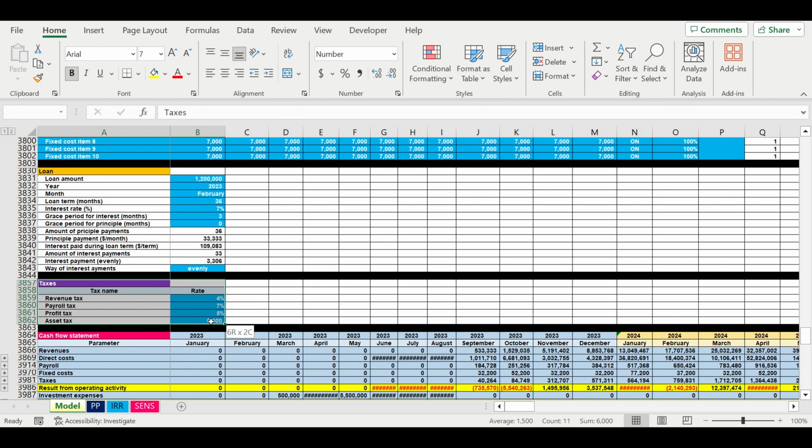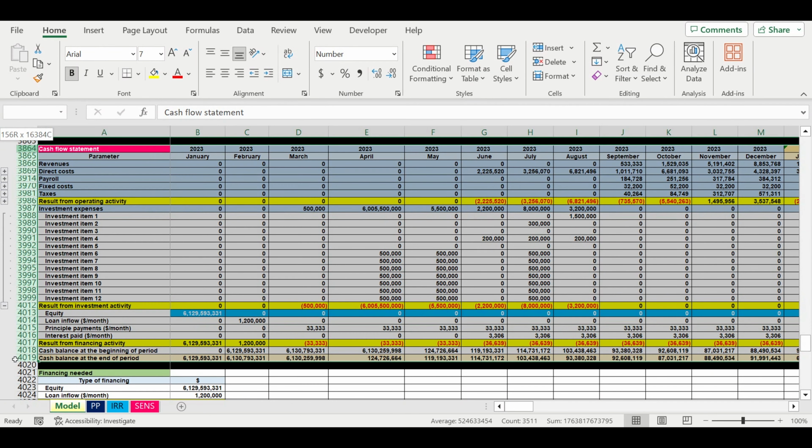Then we move to the tax rates. Here we have 4 taxes: revenue, payroll, profit, and asset tax. Let's assume that asset tax will have some monthly value. The other 3 taxes will have percentage value from their tax base. Finally, our model moves to the cash flow statement.